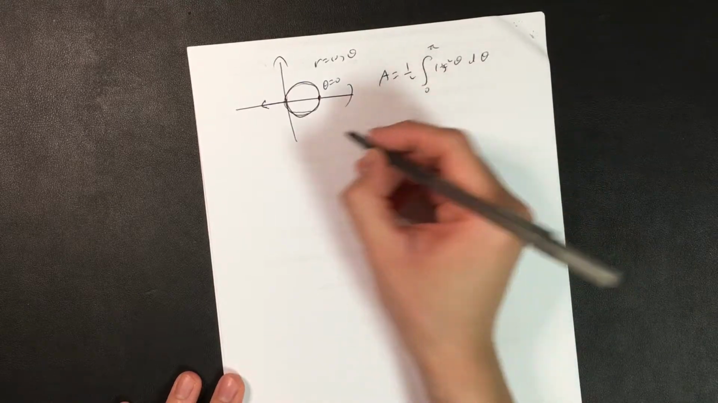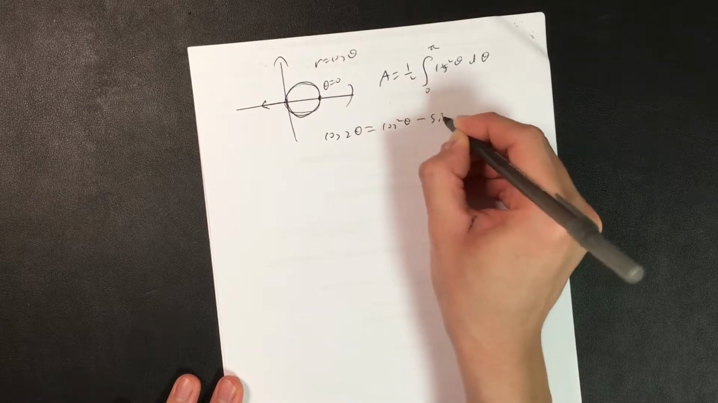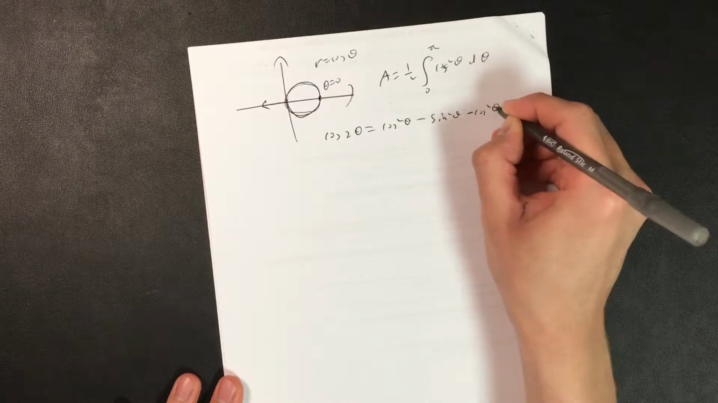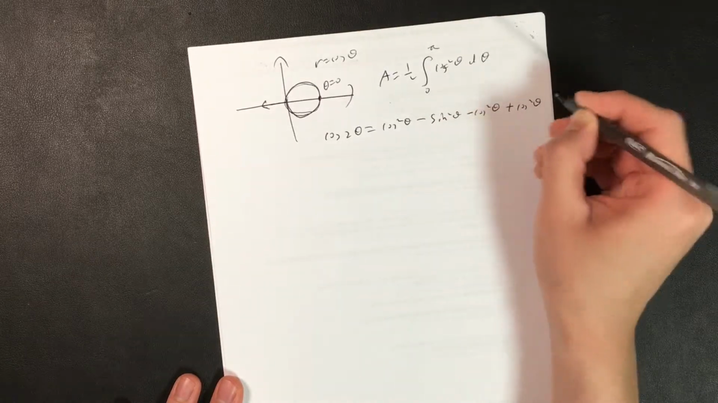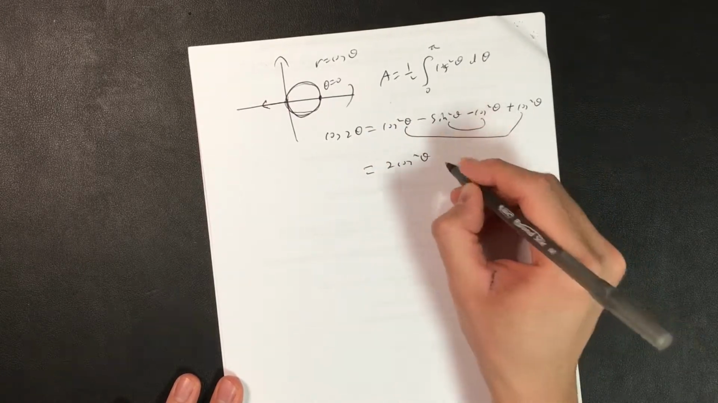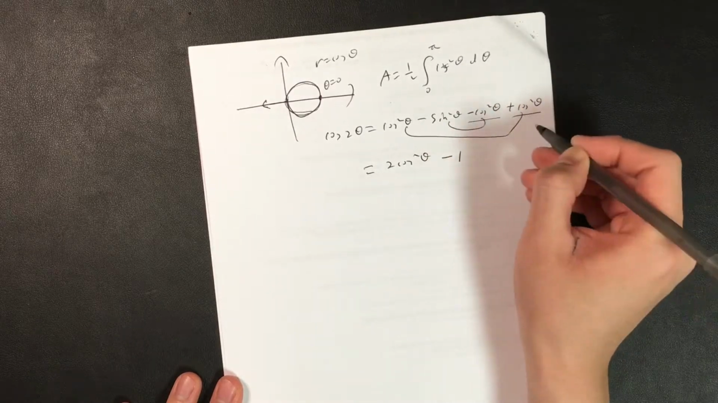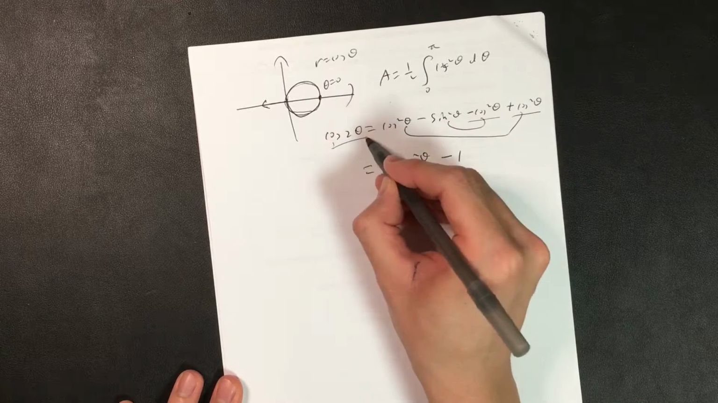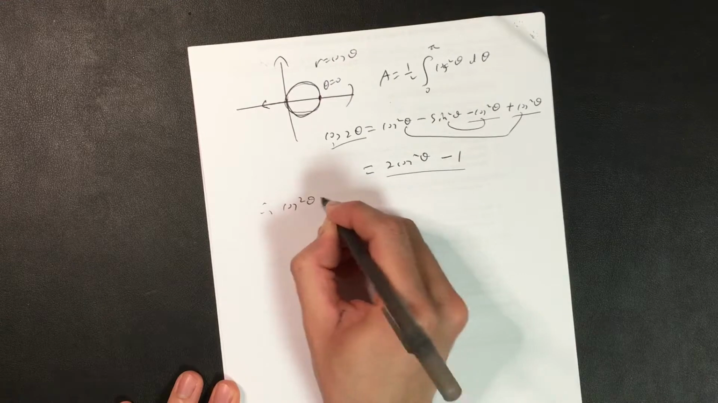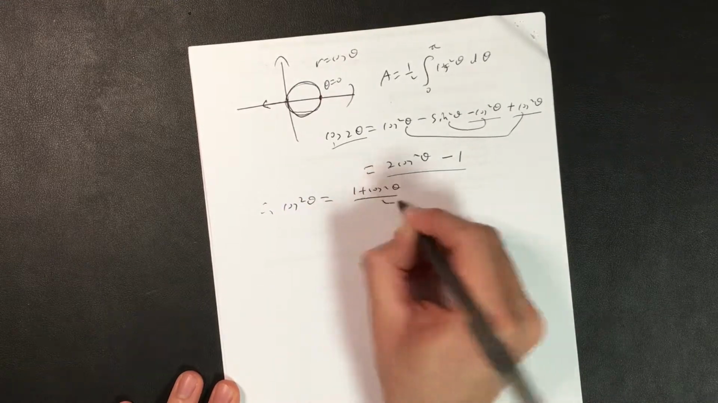In evaluating this integral, remember that cosine of 2 theta equals cosine squared theta minus sine squared theta from trig identities. And if I subtract cosine squared theta and add cosine squared theta, these two terms become 2 cosine squared theta, and this term is simply negative 1. But since I've subtracted and added the same value, cosine 2 theta equals 2 cosine squared theta minus 1. Therefore, cosine squared theta equals (1 plus cosine 2 theta) divided by 2.